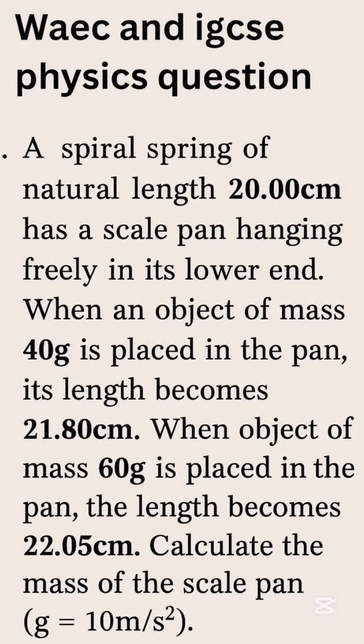Today we have a WAEC physics question. A spiral spring of natural length 20 cm is fixed at its upper end and hangs freely, with a pan on its lower end. When an object of mass 40 grams is placed in the pan, its length becomes 21.80 cm. When an object of mass 60 grams is placed in the pan, the length becomes 22.05 cm. Calculate the mass of the pan.